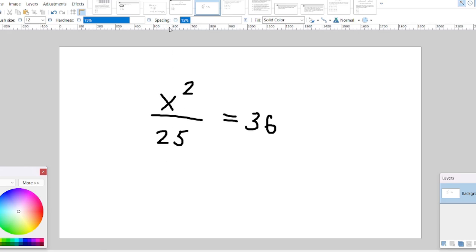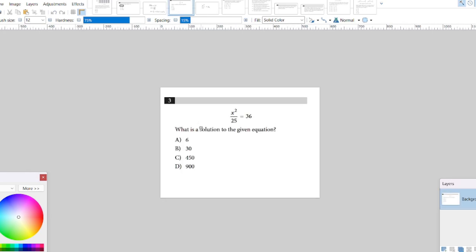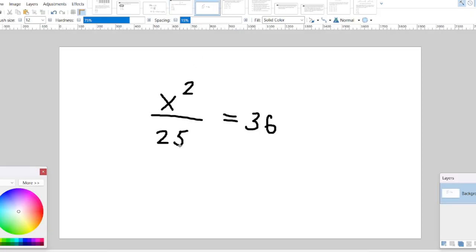So when they say a solution, what they mean is what is the value of x, as in what is the value of the variable associated with this equation such that this equation works, right? So what we want to do is solve for x effectively. So let's go ahead and multiply both sides of this equation by 25. In doing so, we remove the 25 from the left-hand side and put it on the right-hand side.